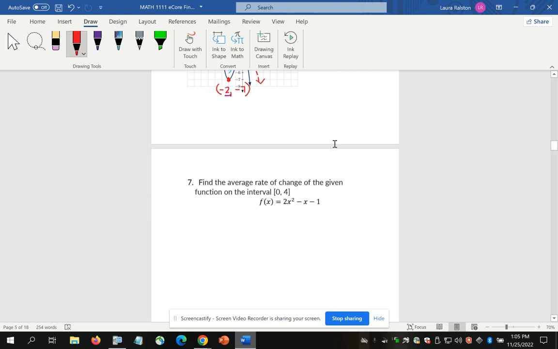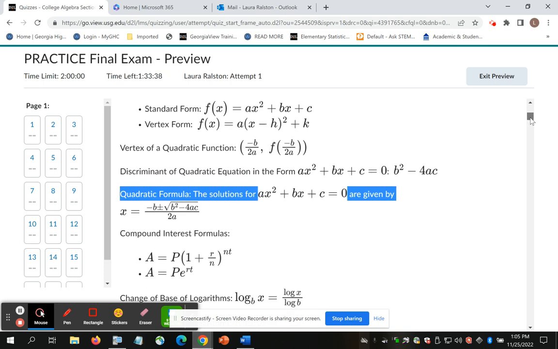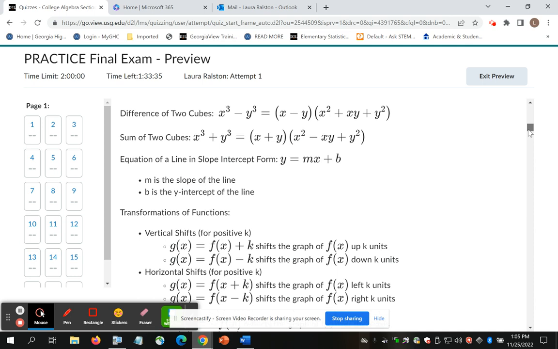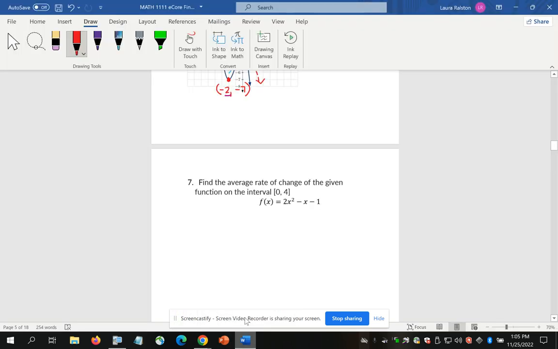Number 7 says find the rate of change of the given function on the interval 0 to 4, and it gives you the function. Now, the average rate of change formula is given on the formula sheet at the beginning. Let me scroll down and find it for you. Average rate of change is f of b minus f of a over b minus a. So ultimately the formula we need is f of b minus f of a divided by b minus a.